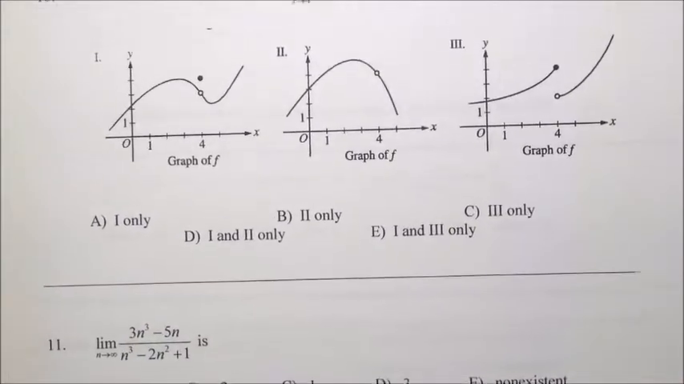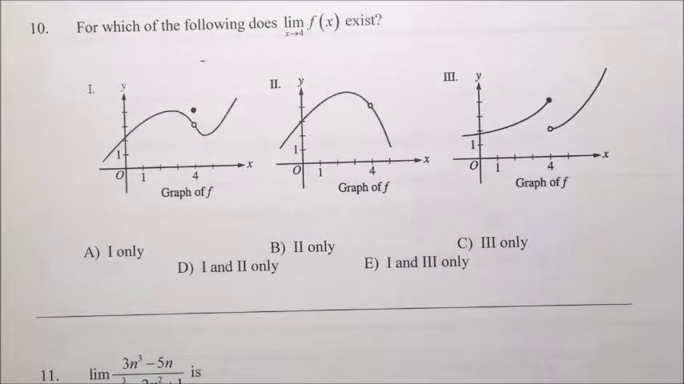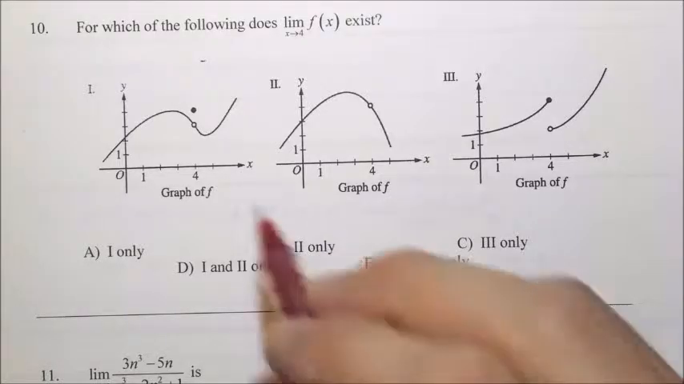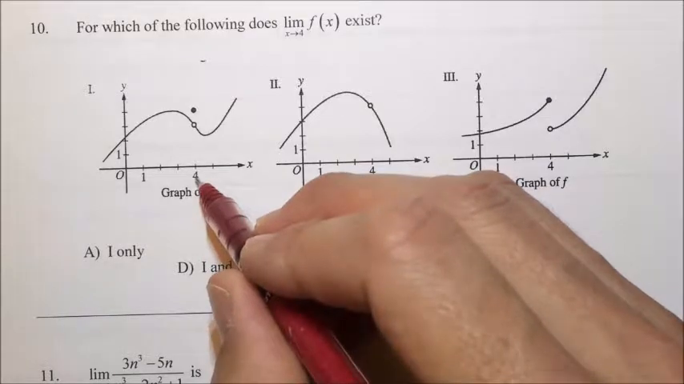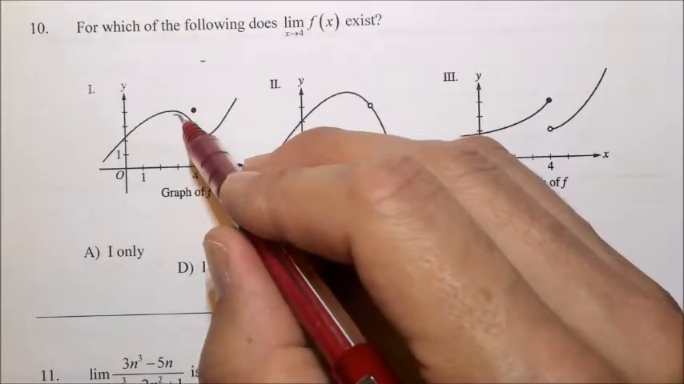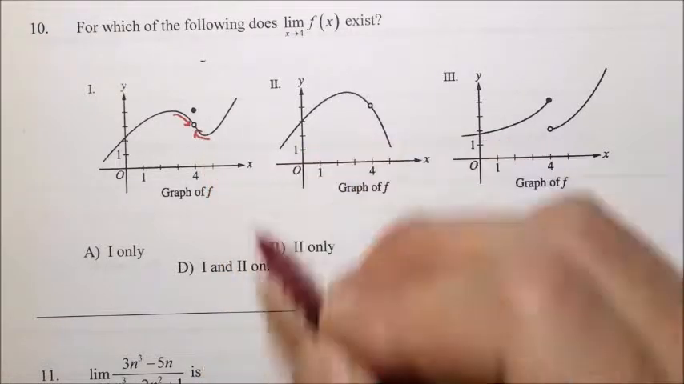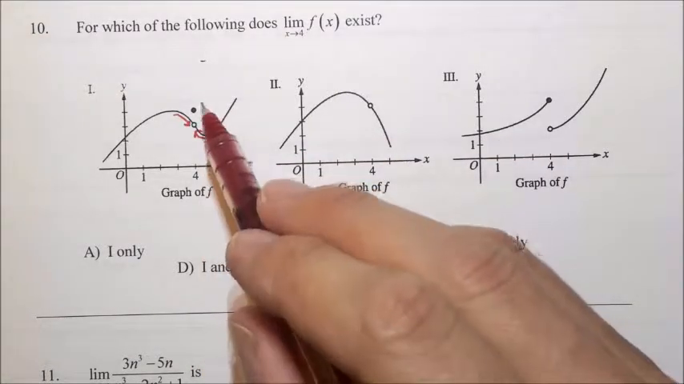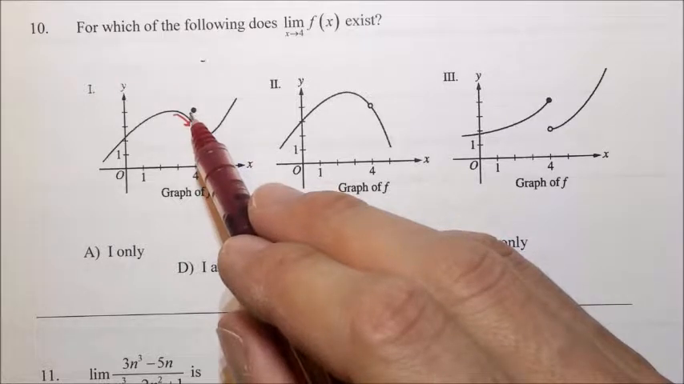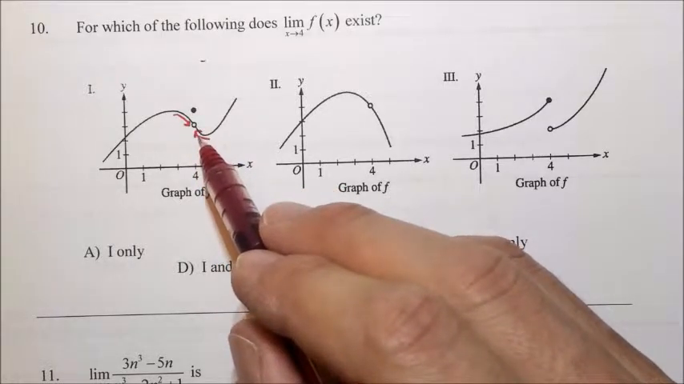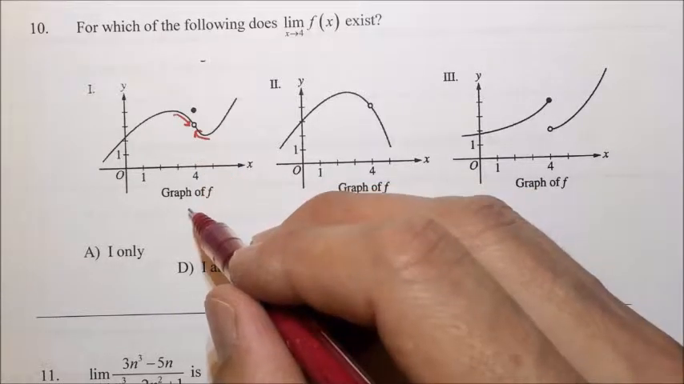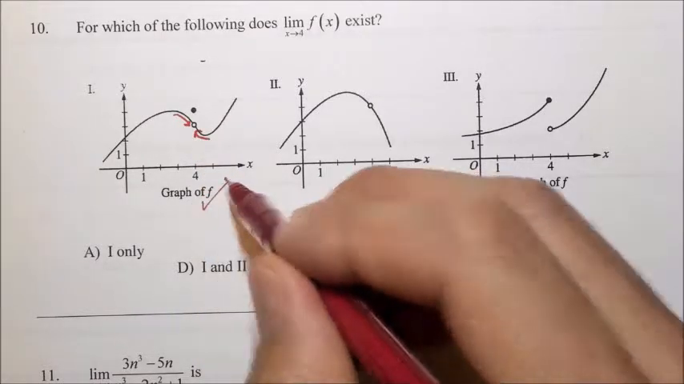Problem number 10. For which of the following does the limit as x approaches 4 of the function exist? This is your finger test problem. Okay, here's x equals 4 for Roman numeral 1. As we approach 4 from the left and the right, our fingers would touch. Yes, we have this dot here, but it doesn't matter what's happening at 4. It's what's happening as x gets really, really close to 4. So this limit will exist. So we'll give it a check mark.